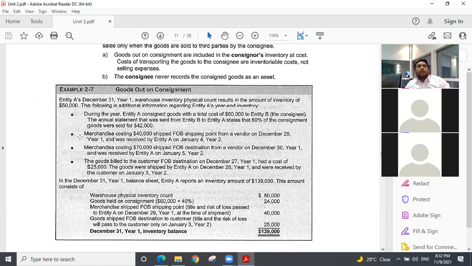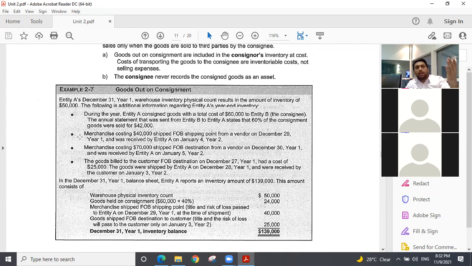Next, merchandise costing 40,000 was shipped FOB shipping point from a vendor on December 29, and the goods were received by us on January 4. That means when it is FOB shipping point, I am the one who is going to take the responsibility of the goods.